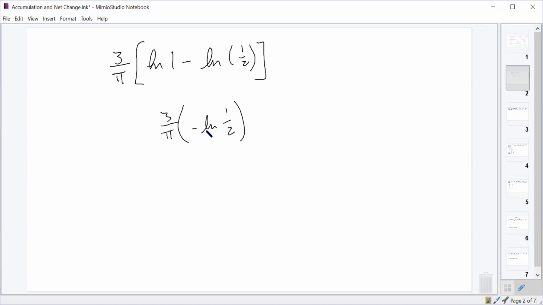And normally we don't like to have fractions in here. So we could bring this coefficient of -1 in as an exponent of -1, which will make this 3 over pi natural log of 1/2 to the -1, which is 2. So the answer is 3 natural log of 2 over pi.